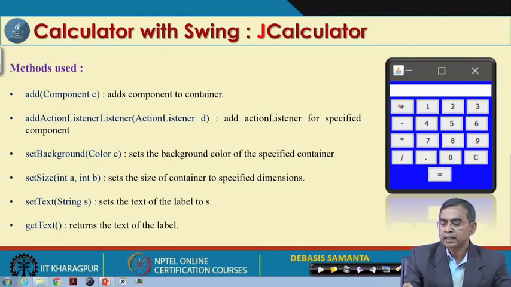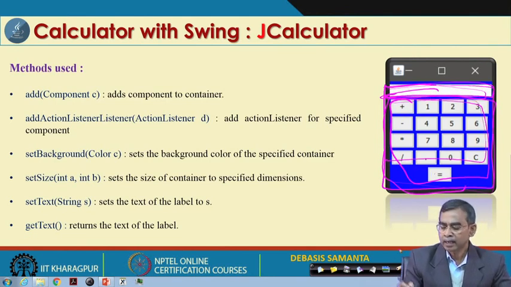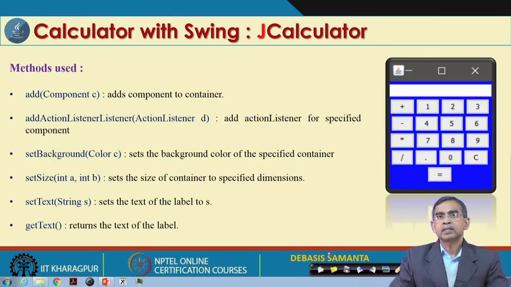So, these are the 17 buttons, and this is basically the frame area, and in this frame area there is another text field also. So, the entire thing is the frame, and in this frame there is one text field area, and these are the buttons, and the buttons are now included in this component.